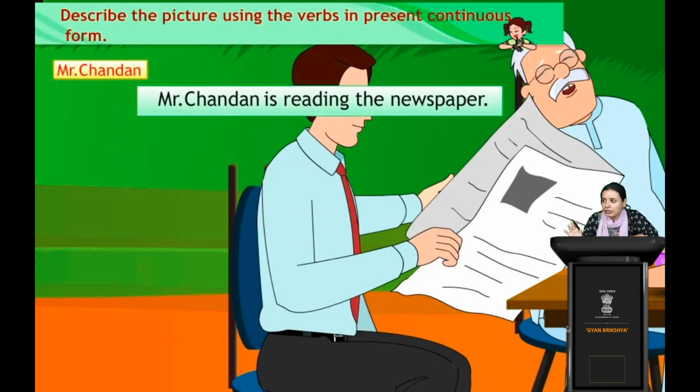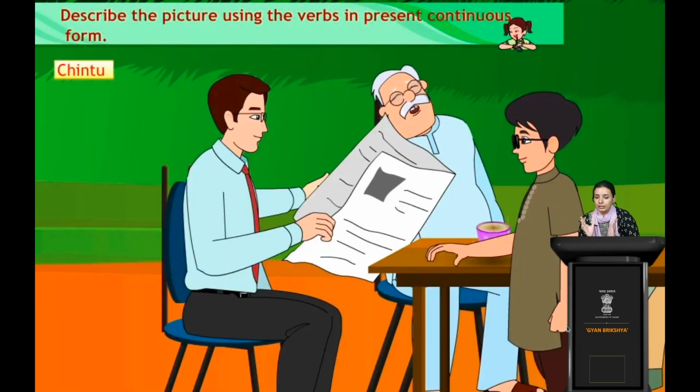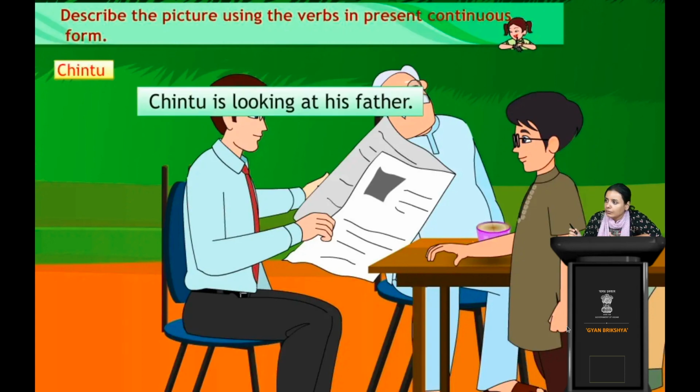Everything is different, the sentences are different, but the formula is the same, right? Every activity is different from the other, but the formula remains constant. That is present plus verb plus ing. Clear? Okay, let's see what Chintu is doing. He is looking at his father, right? Same, is looking. I think it's clear now. Now we have seen so many examples, right? So now see the next one.